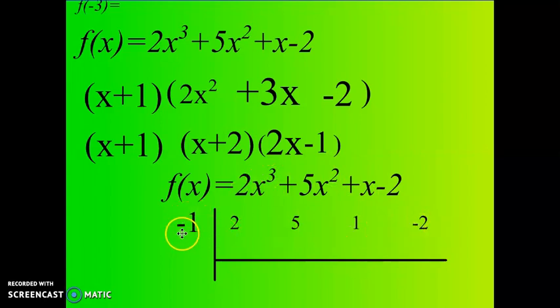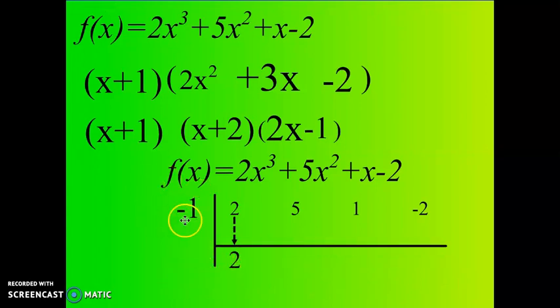My factor that I had was f of x at -1 gives 0. So if I divide those numbers by -1, I will get the 0. So the first thing that I do is I take that 2, the first number, and I bring it down as is. Now I say minus 1 multiplied with 2 is minus 2.